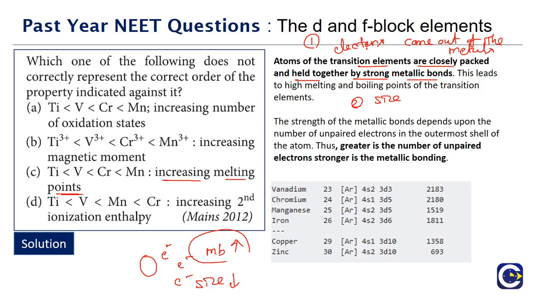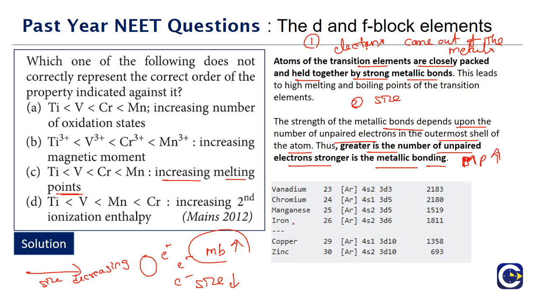If you look at the transition metals in comparison to the alkali metals or alkaline earth metals, transition metal atoms are small in size because as we move from left to right in any period, size is going to be decreasing. And the other thing is the transition metals have more unpaired electrons which can come out of the metal atoms. The strength of the metallic bonding will depend upon the number of unpaired electrons in the outermost shell. So when we have more unpaired electrons, the metallic bonding is stronger, and hence the melting points are going to be higher. Whenever the metallic bonding is stronger, the melting point will be higher.